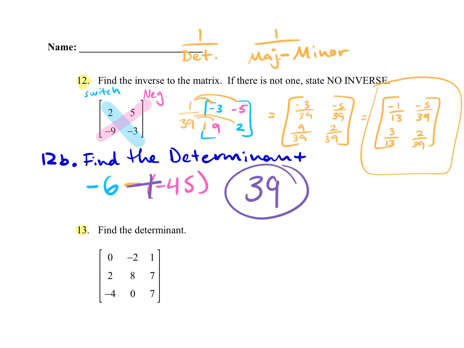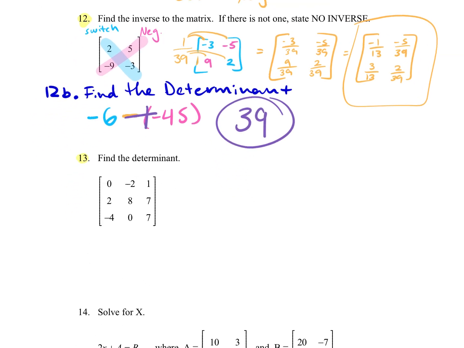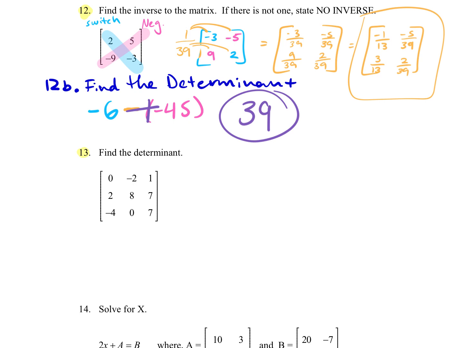So make sure you know how to find the determinant of a 2 by 2. All right, 13, we're going to find the determinant of a 3 by 3. Does anybody remember what we do first to find the determinant of a 3 by 3? Awesome. Rewrite the first 2 rows on the outside. So we have 0, 2, negative 4, negative 2, 8, 0.